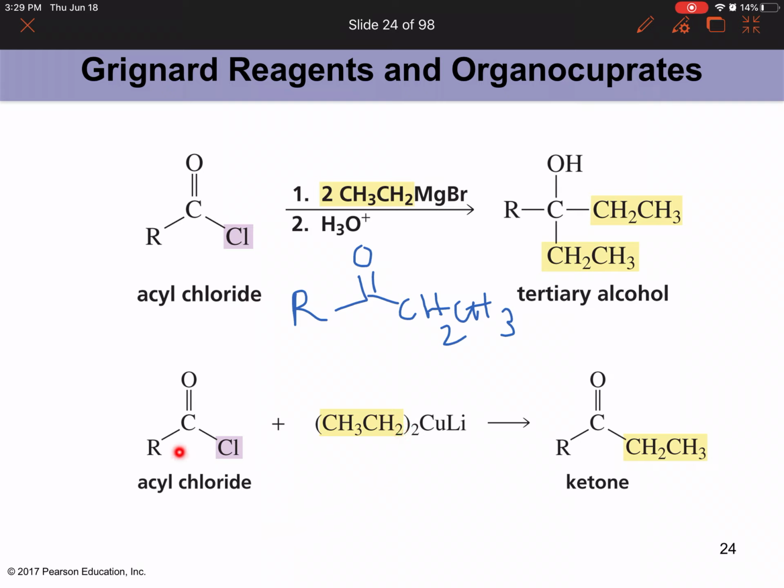So it goes and attacks this carbon and it leaves this part. So you get a ketone. So with an acyl chloride, if you want to stop at the ketone, the reagent that we should use is the cuprate. But if you want to get an alcohol, a tertiary alcohol, then we use the ethyl magnesium bromide. Okay. So from the same starting material, we can get two different products based on the reagent we use.